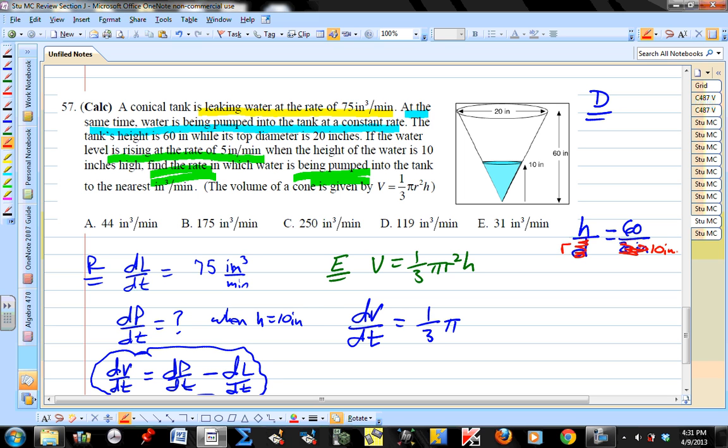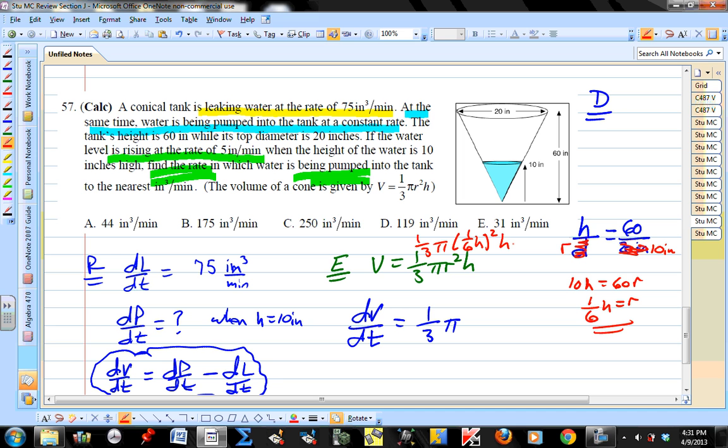Let's get one of these variables by itself. How about let's solve for r and then substitute. So if you cross multiply, we'll get 10h equals 60r. So dividing by 60, 10/60ths, or 1/6 h equals r. Let's substitute here: 1/3 pi times r squared, or 1/6 h squared times h. Now we did that to get one variable, and the reason we replaced r is because they gave us information about h being 10, so we're going to want to use h equals 10. We want h still in the equation.